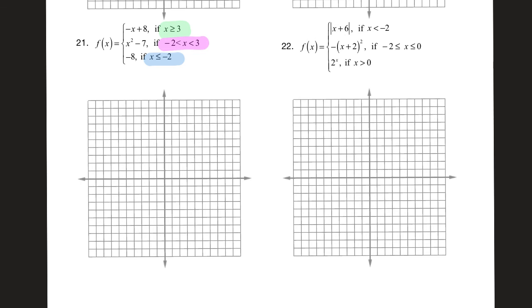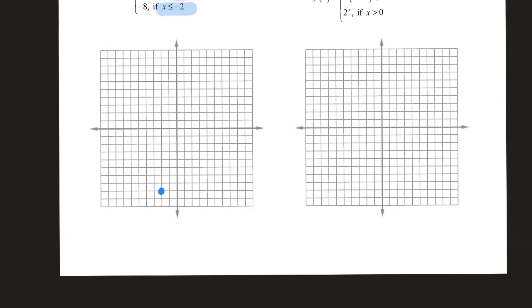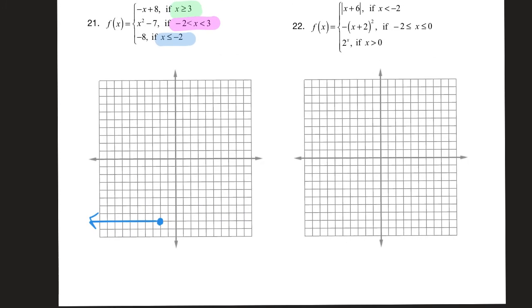1, 2, 3, 4, 5, 6, 7, 8. So let's see, and it does include the -2. Okay, so this is a closed circle, and it looks like that. Okay. Next, in between -2 and 3, let me switch to pink. This is a parabola, right? This is a parabola. It's been moved down 7 units.